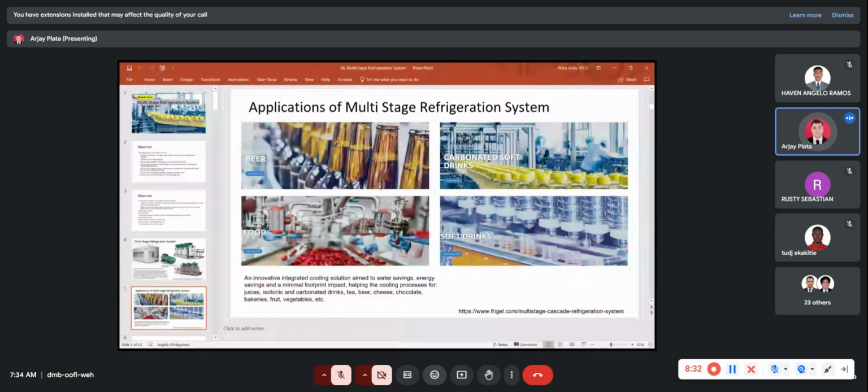So an innovative integrated cooling solution aimed at water savings, energy savings, and minimal footprint impact, helping the cooling processes for juices, isotonic, and carbonated drinks, tea, beer, cheese, chocolate, bakeries, fruit, vegetables, etc.